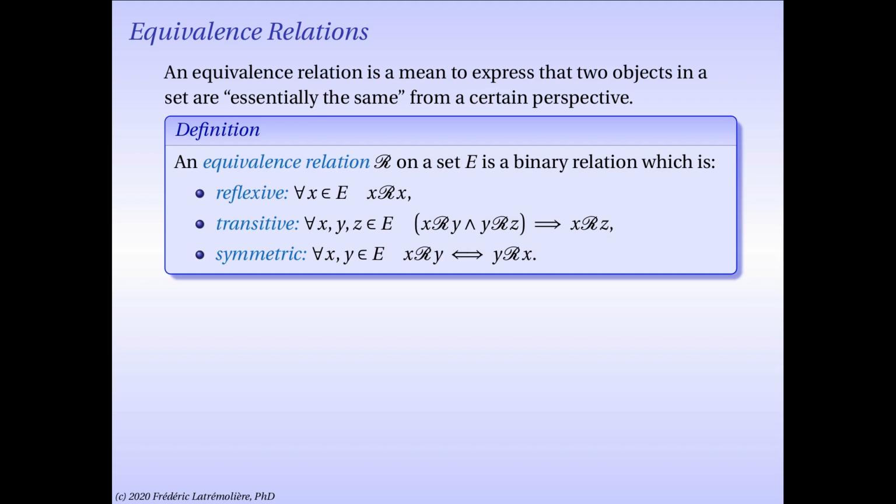certain perspective. Formally, an equivalence relation on a set E is a binary relation on E, which is reflexive: every element of E is equivalent to itself; transitive: for all x, y, and z in E, if x is equivalent to y and y is equivalent to z, then x is equivalent to z; and symmetric: for any x and y in E, if x is equivalent to y, then y is equivalent to x.